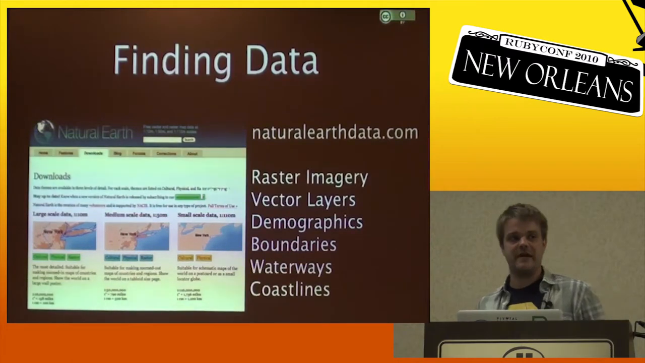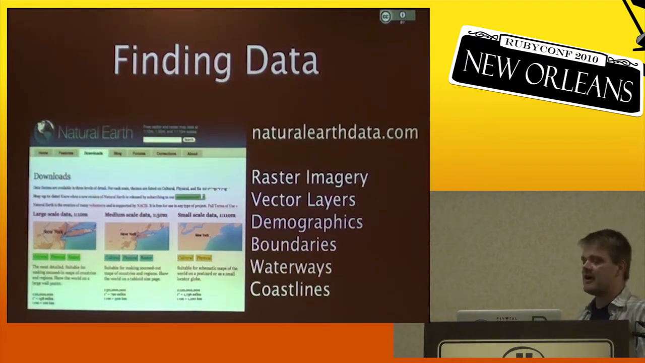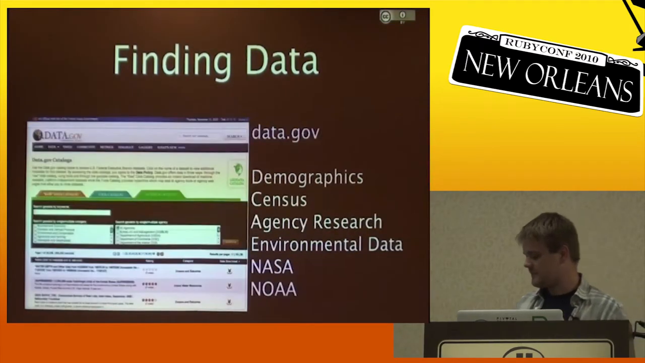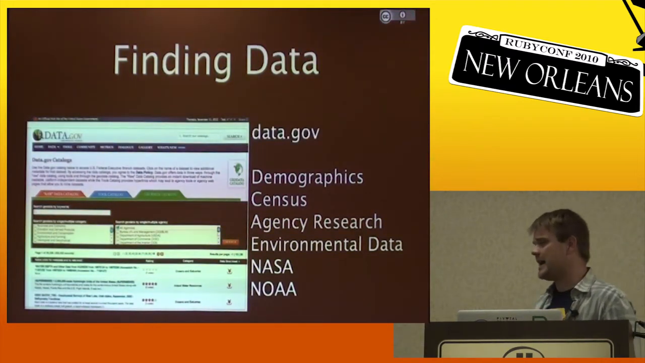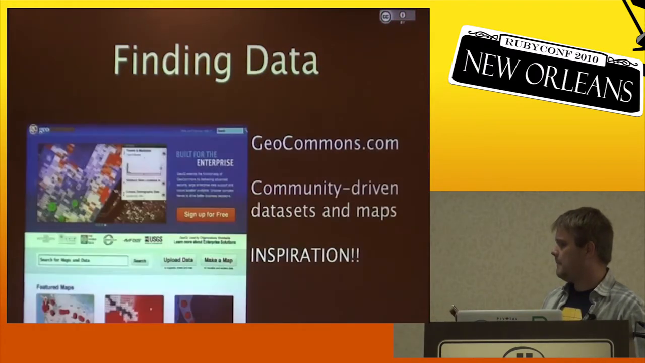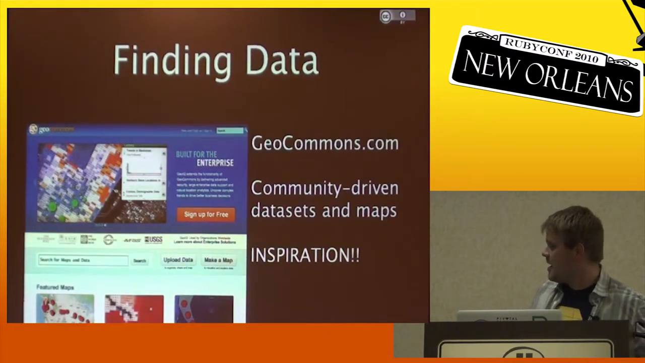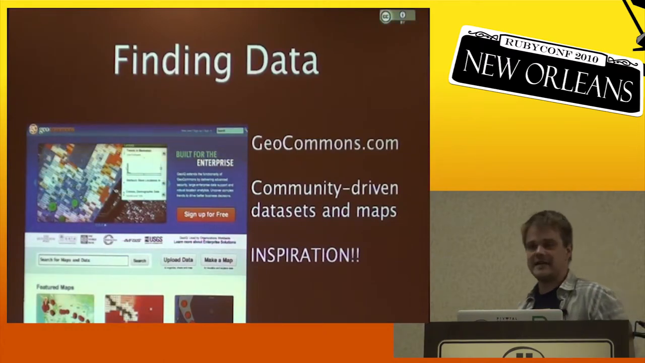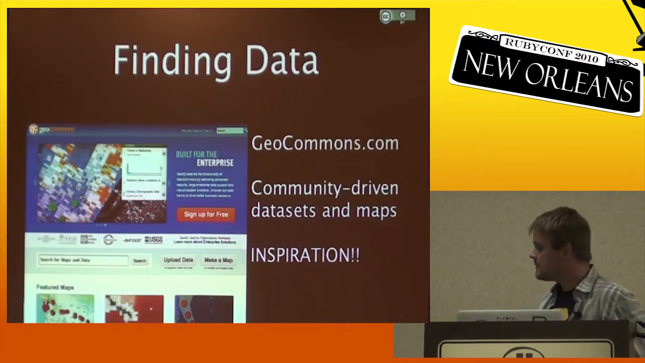In my travels, I have three favorites. Natural Earth is one. It's my favorite place to go to get raster imagery, vector imagery, demographic data, and other stuff. Data.gov is another great place to go because they have a lot of geocoded stuff, and it's in a pretty consistent format. Easy to get, and it is all free, actually. The last one, geocomics.com, which, full disclosure, they are a client of mine. They are a place where you can get community-driven data sets and maps, and it's all free to use and free to mix up, mash up, reuse, redistribute. And it's a good place to go for inspiration.